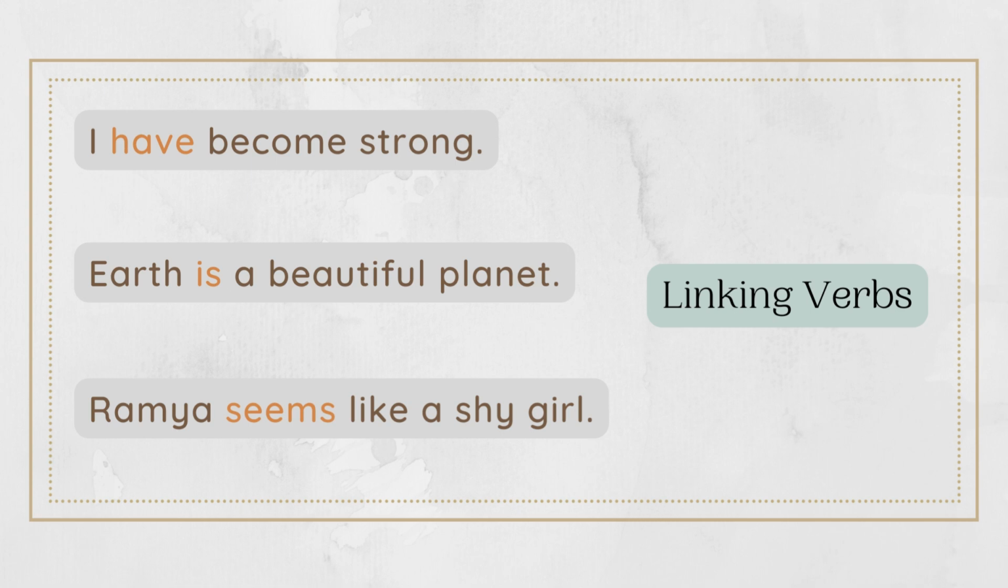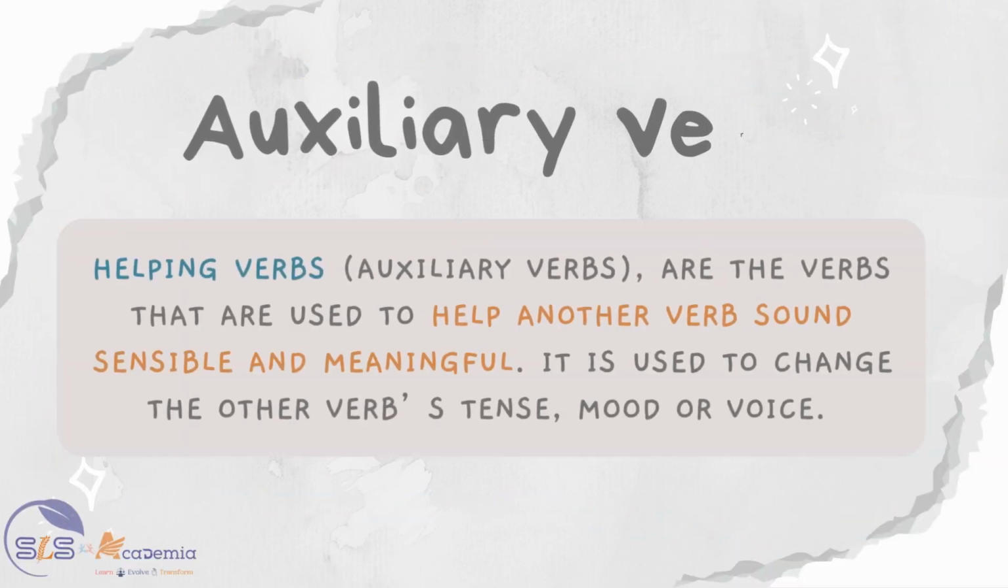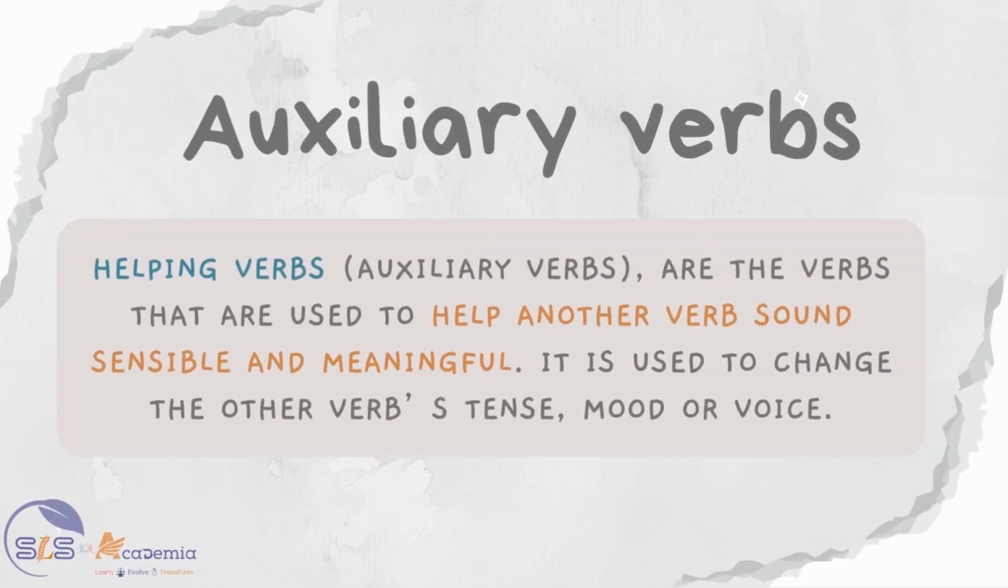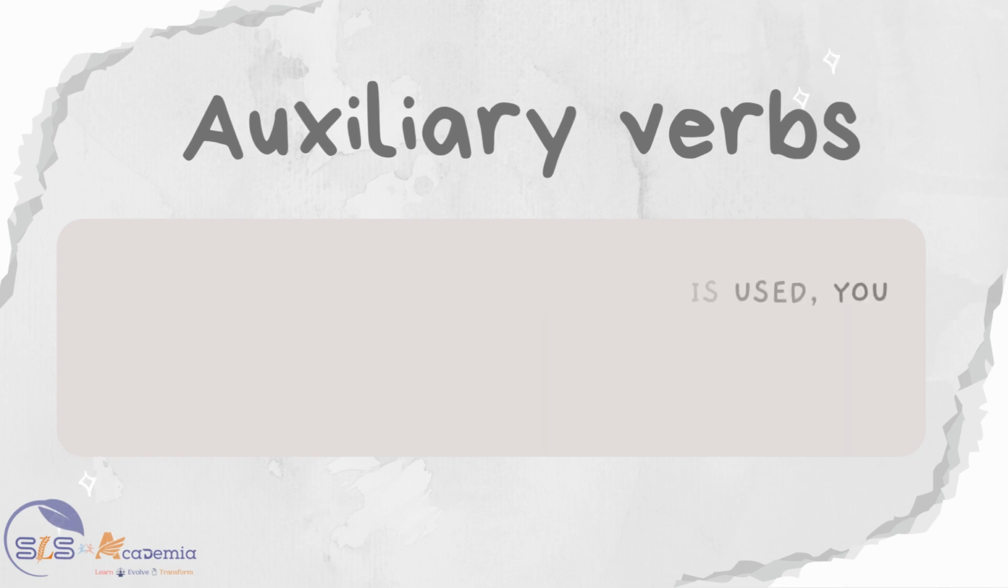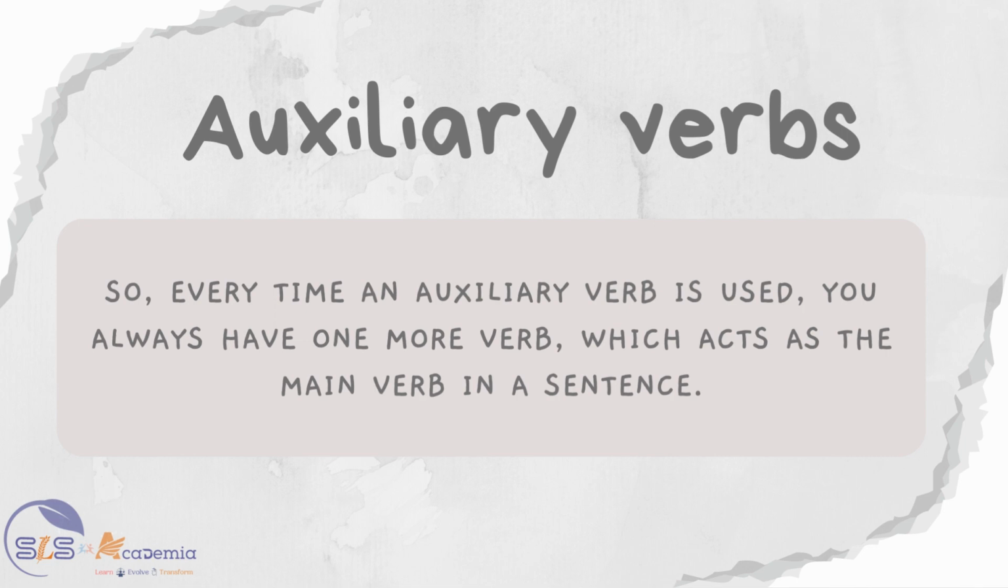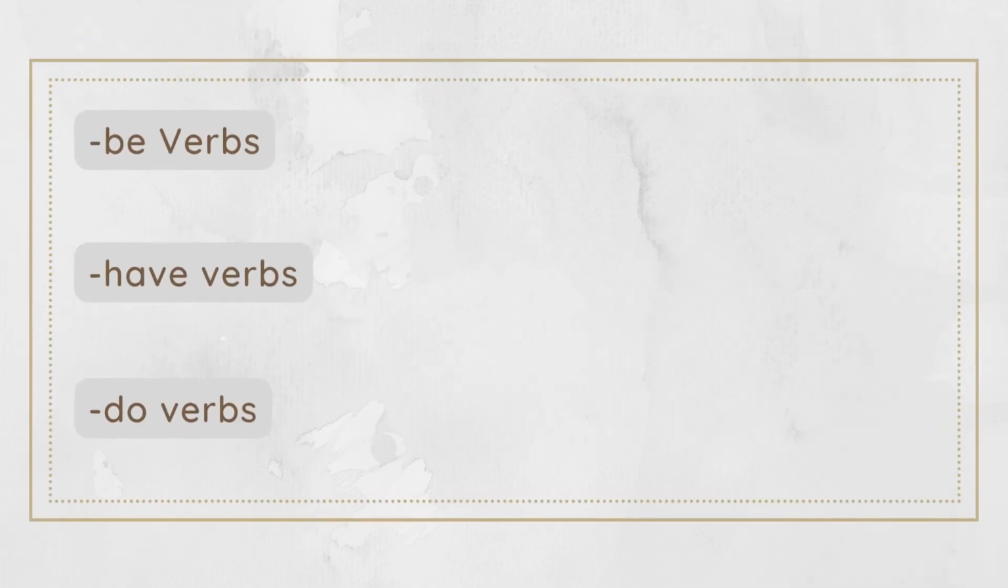The next type of verb that we will be learning is auxiliary verb. The helping verbs or the auxiliary verbs are the verbs that are used to help another verb sound sensible and meaningful. It is used to change the other verb's tense, mood, or voice. So every time an auxiliary verb is used, you always have one more verb which acts as the main verb in a sentence. Generally, auxiliary verbs comprise be verbs, have and do verbs.